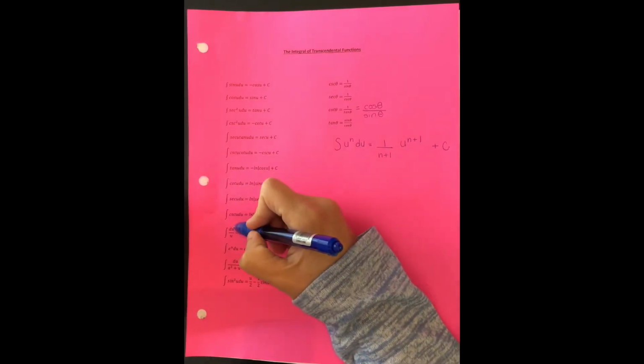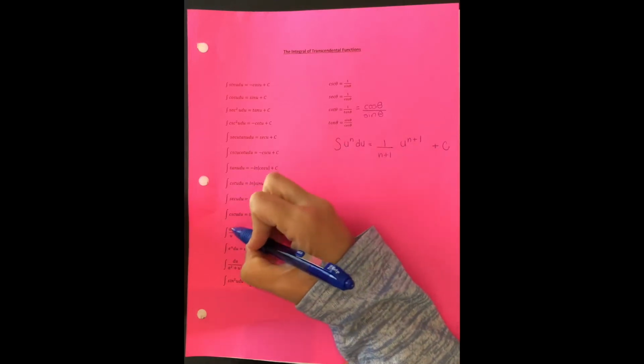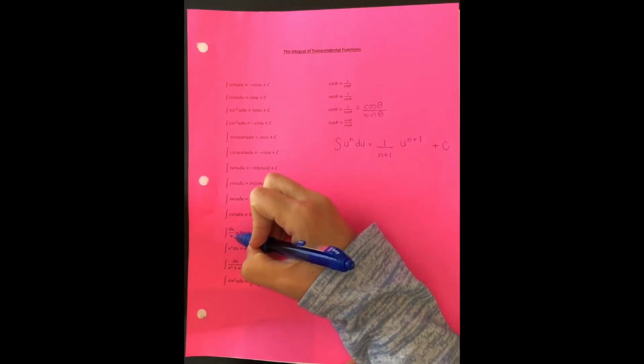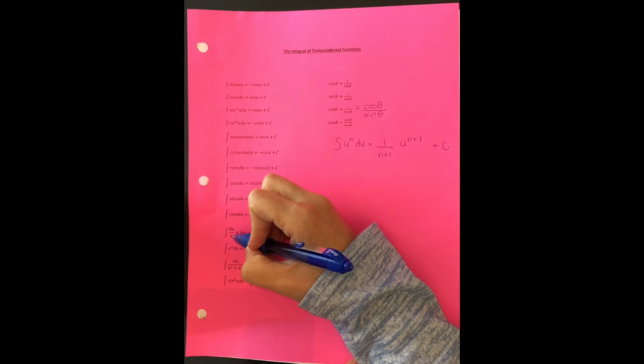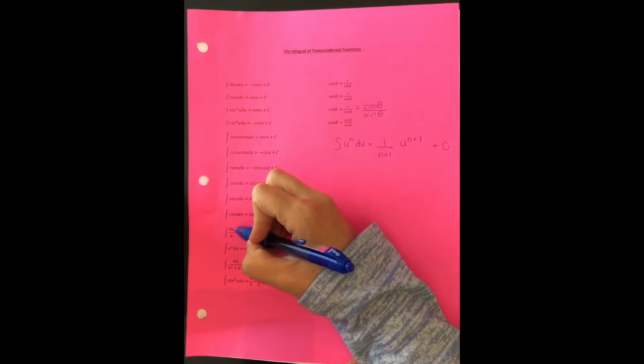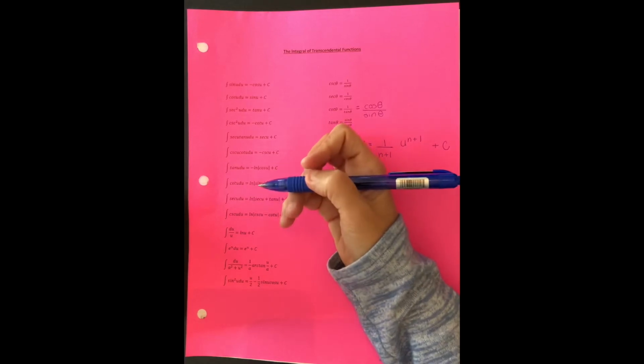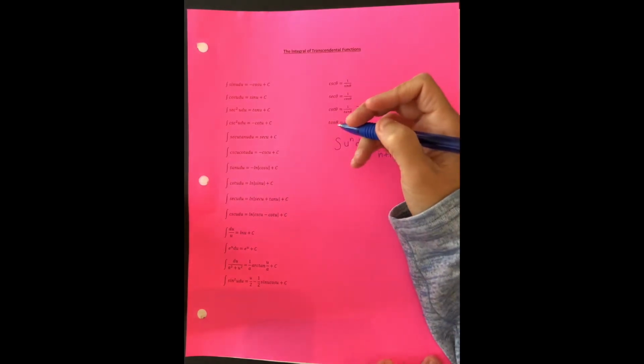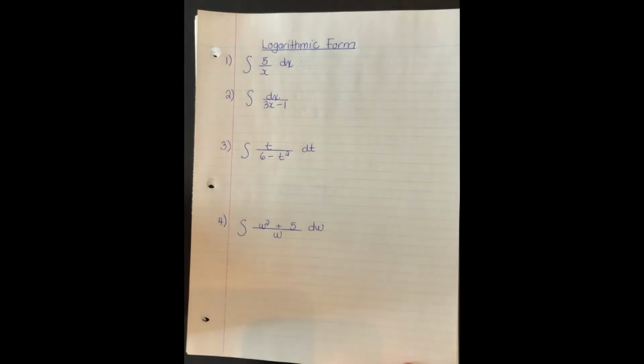And the second thing to note is that in the numerator, you will have a multiple of the derivative of that denominator. So here we have u, here we have du. Okay, so it's important to take the derivative of that denominator and ensure that you have a multiple of it in the numerator. So those are the two conditions for logarithmic form. Okay, let's have a look at some examples.